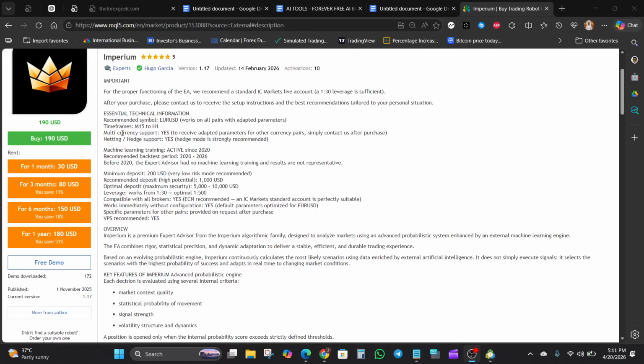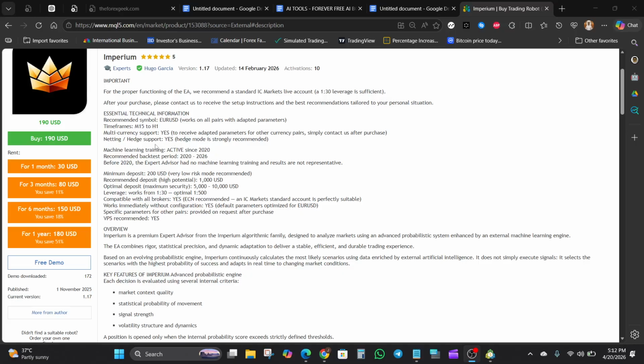Okay, we can see that the EA is recommended to be used on the EURUSD. Now, in as much as it works on all pairs with adapted parameters, the recommended currency pair is the EURUSD, and the time frames recommended are the M15 to the H1 time frame. And of course, it supports multi-currency. All right, you'll be able to receive adapted parameters for other currency pairs after your purchase. Okay, but you need to contact the seller in order to get those adapted parameters.